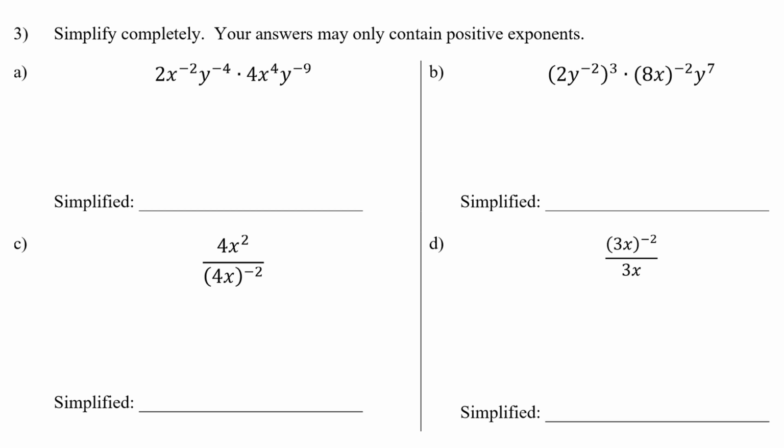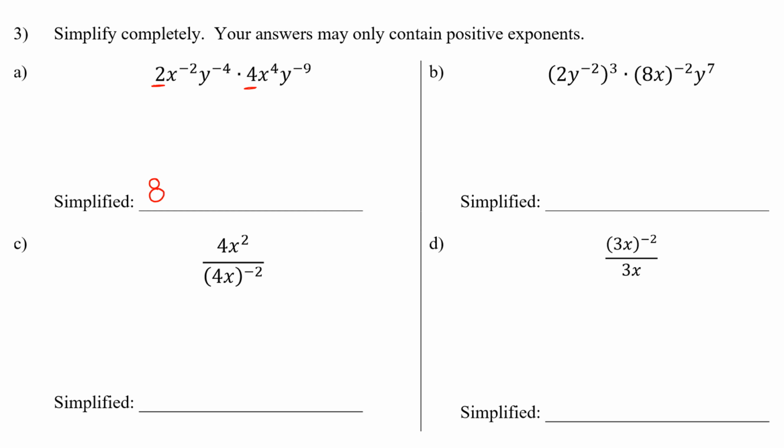Question 3 had 4 problems. We're asked to simplify completely, and it says your answer may only contain positive exponents. So again, let's go ahead and take a look at these. Big picture, one of the things I see in part A is that there is a 2 that's not being raised to a power, and there's a 4 that's also not being raised to a power. So because of the commutative property of multiplication, I can definitely start out with this answer is going to have an 8 in it.